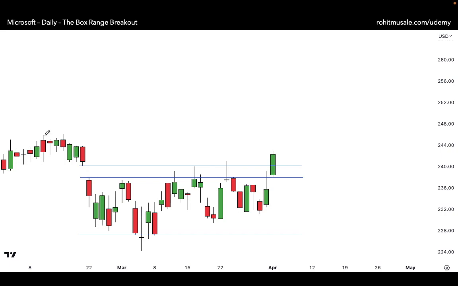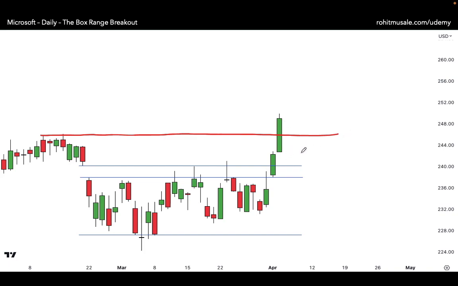I would wait for the price to close above that resistance level. Okay, and that happens on this candle. See, the next candle has broken above that, right? So now we can go long here.